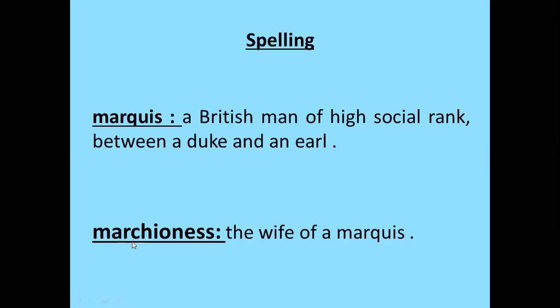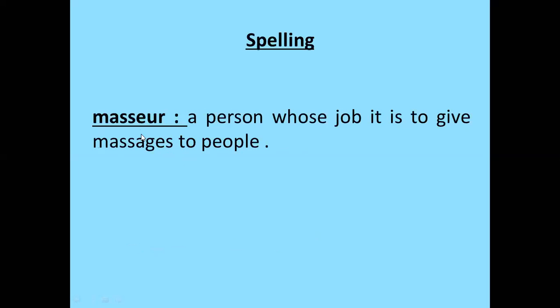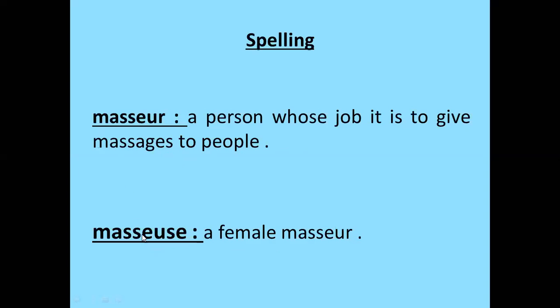Marquis, and Marchioness. Marquis is also one of the ranks in the British community, a British man of high social rank between a duke and an earl, and this is his wife, Marchioness. Masseur and masseuse. Masseur, this is the one who gives you a massage, a person whose job is to give you massage. And masseuse, this is the female masseur.